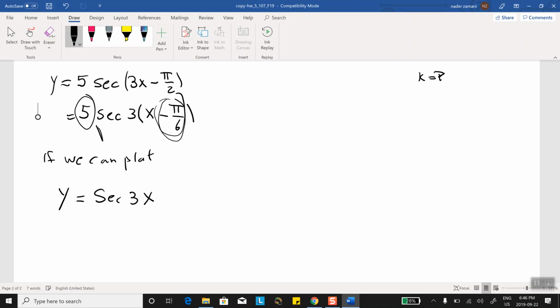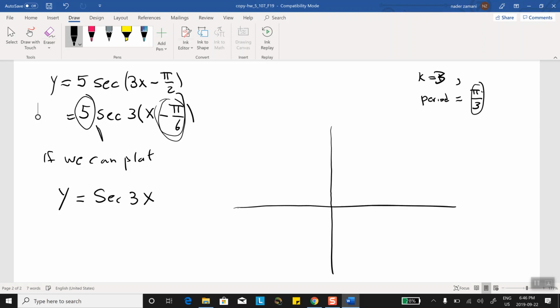K equal to 3. So period is equal to pi over k, which is pi over 3. Okay, and our secant, in compliance with what's in the book, is drawn between 0 and the period, pi over 3. Let me try. We may have to do this several times because graphing, unless you're doing it with your calculator, is always an iterative process. So we go from 0 to pi over 3. Okay, this is the period.